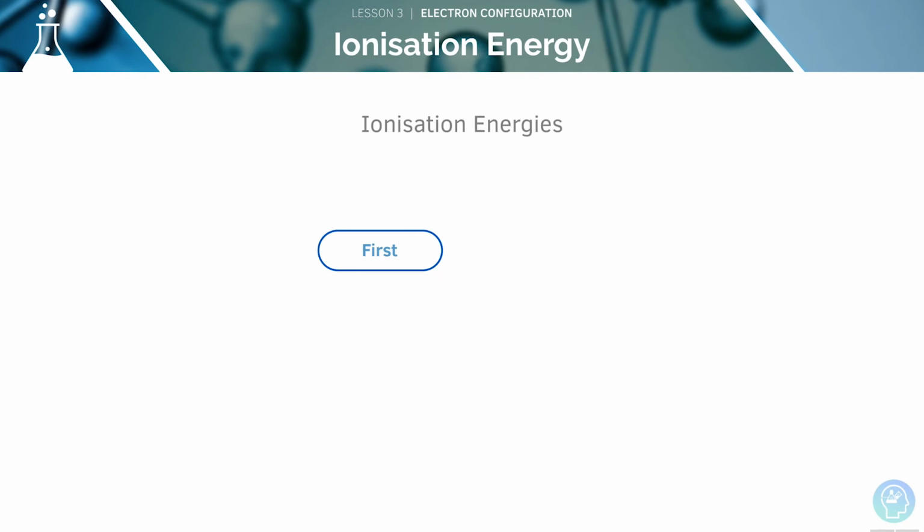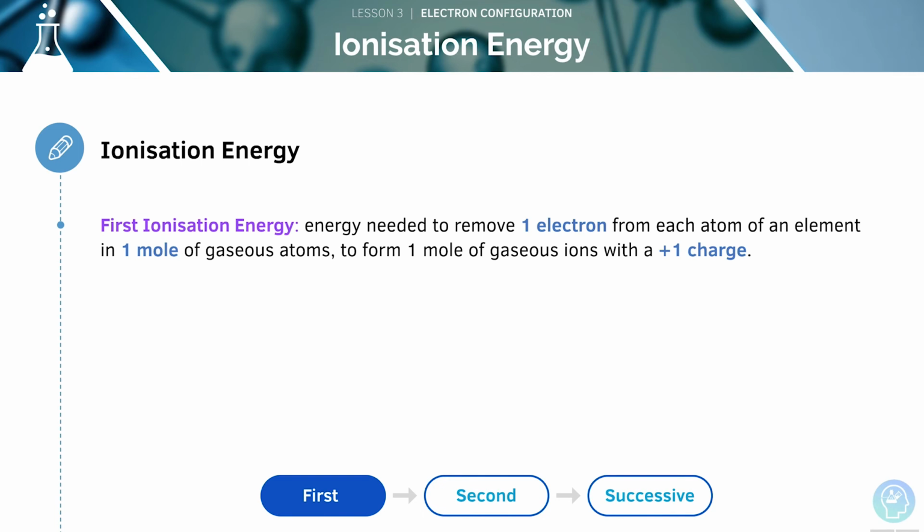We'll now look at the two definitions to do with ionisation energies. There are different kinds of ionisation energies, including the first, second, and successive ionisation energies.